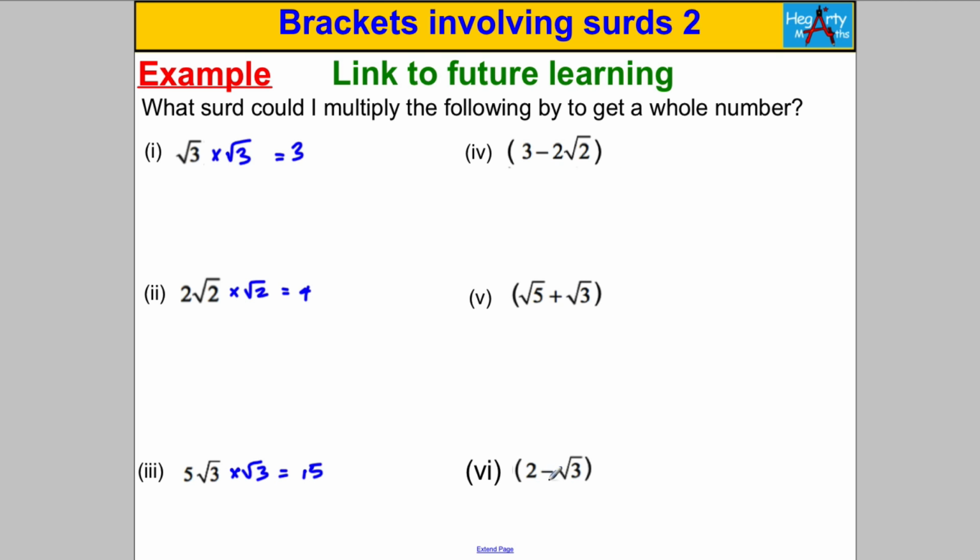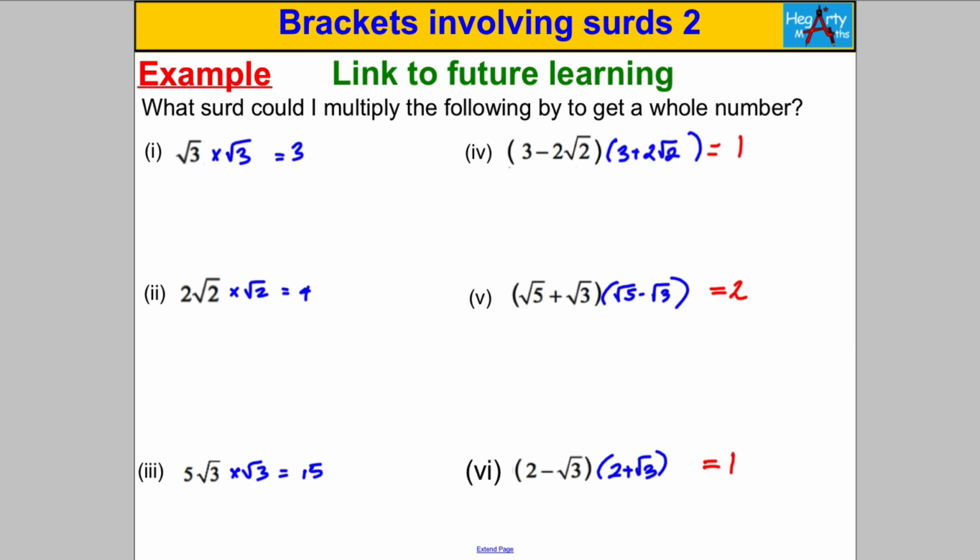Now what about these? What would I multiply these by to get whole numbers? What have I been talking about in this video? Well, I could multiply it by its conjugate, 3 plus 2 root 2. And here I can multiply it by its conjugate, root 5 subtract root 3. And here I can multiply it by its conjugate, 2 plus root 3. And I will always get a whole number answer. In fact, I've done these questions in this video already, and I actually got the following answers: 1, 2, and 1.